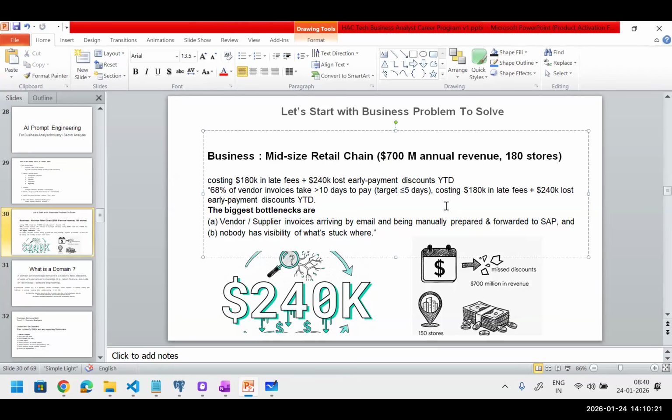No vendor should complain. How do we achieve this? First of all, why is it taking 10 days, more than 10 days or 18 days? Okay, this is a real problem. We built an application also.